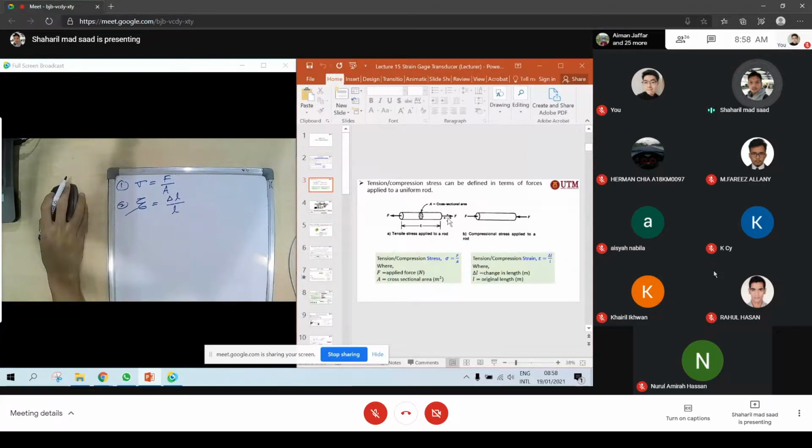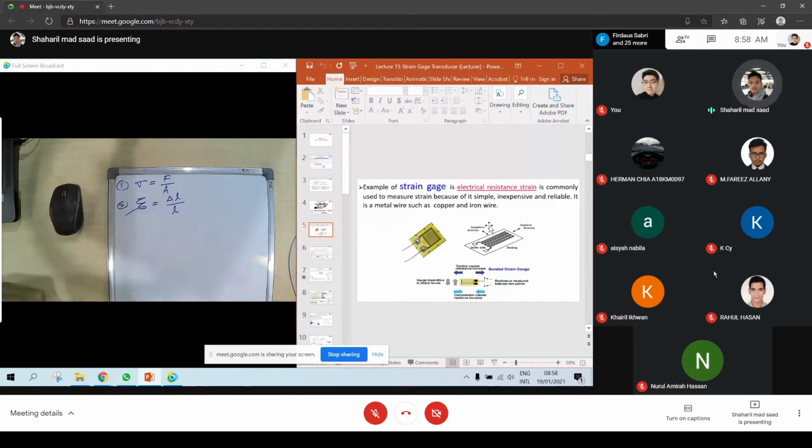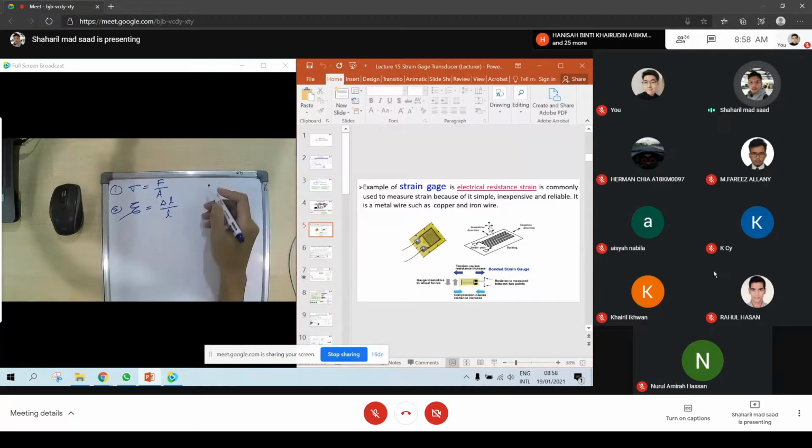For example, when you stretch it, the length from the initial length will increase. When you compress it, it will decrease a little bit. Sample measurement is like when you apply it in a bridge. Any object that experiences strain or stress, you can measure it. And what is the strain transducer? Normally we call it the electrical resistance strain gauge.